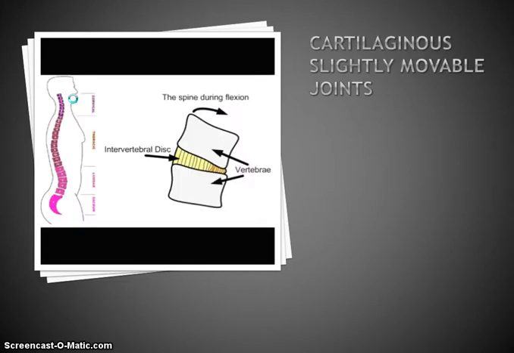The next type is cartilaginous, slightly movable joints. Well, we have a little bit more movement. This is typically found in the vertebrae, and there is a small gap between the bones, and there is typically cartilage in between there to allow for a little bit of movement.